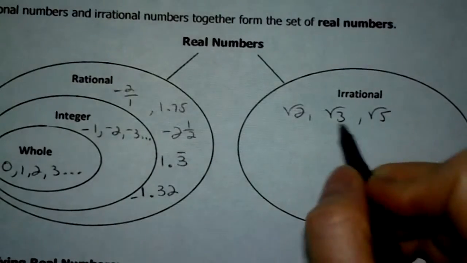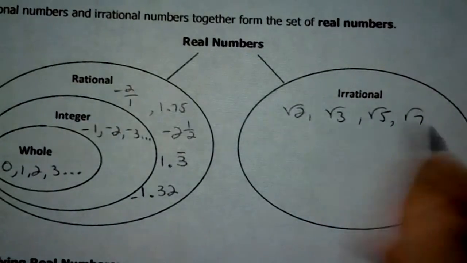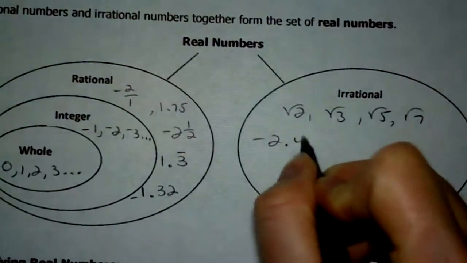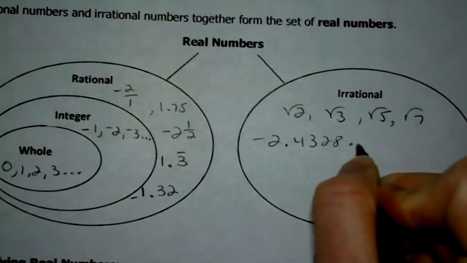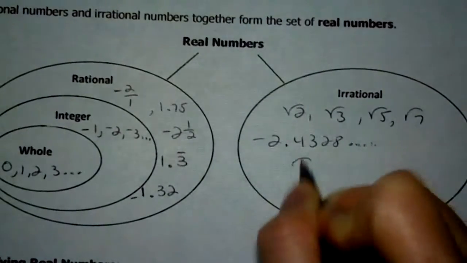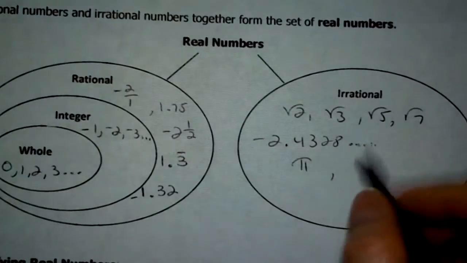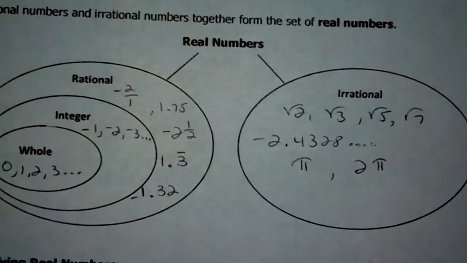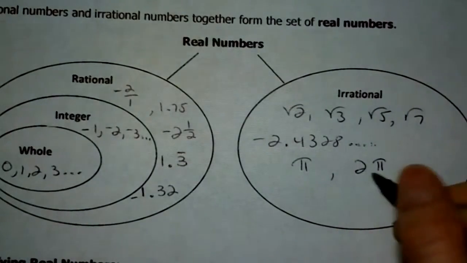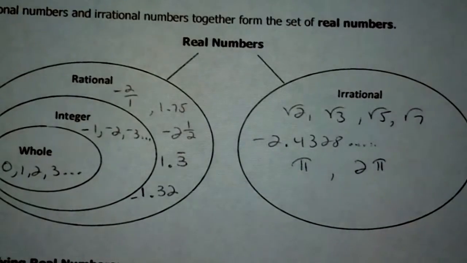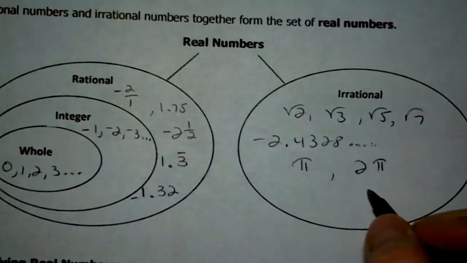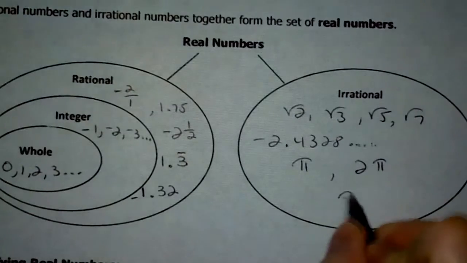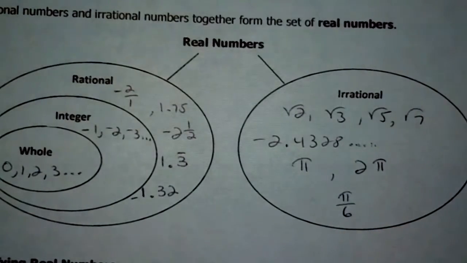So square root of 2, square root of 3, square root of 5, square root of 7. I'll put that decimal in there that keeps going on forever and ever. I'll put pi in there. If you take and multiply pi by something, that's also irrational, because if you take 2 times something that doesn't terminate, it's not going to terminate. It's not going to stop, so that makes it irrational. If you take pi and you divide it by something, that's irrational as well, because again, if I divide something that's non-terminating by something that is, it's not going to magically give me something that terminates.